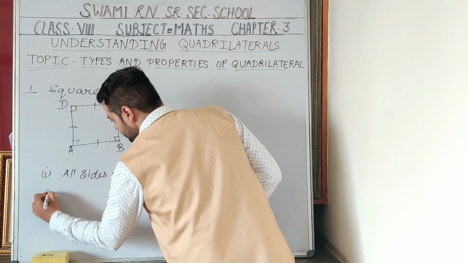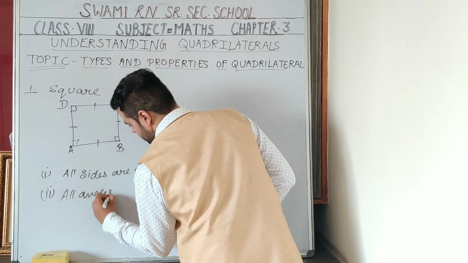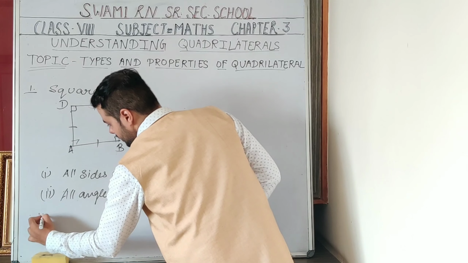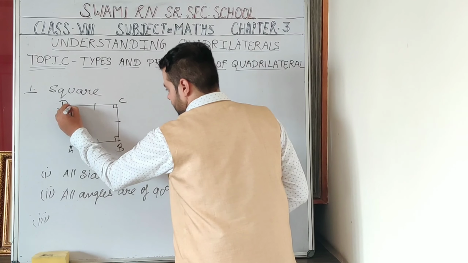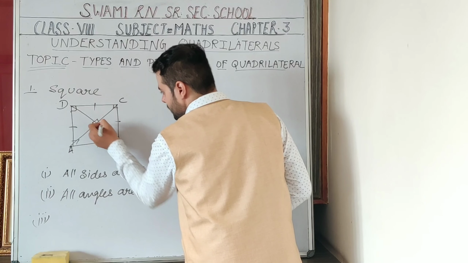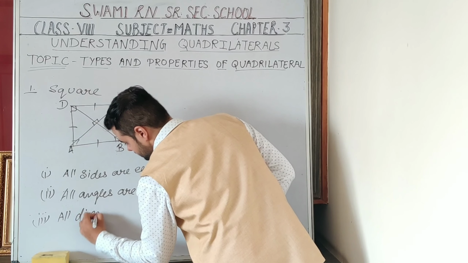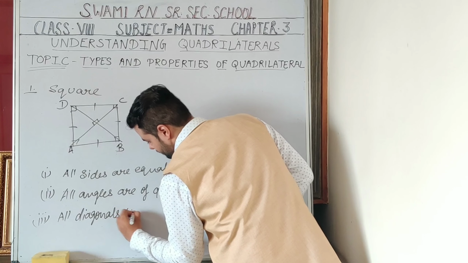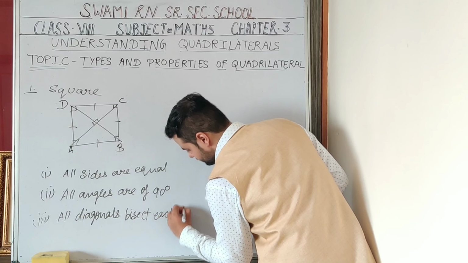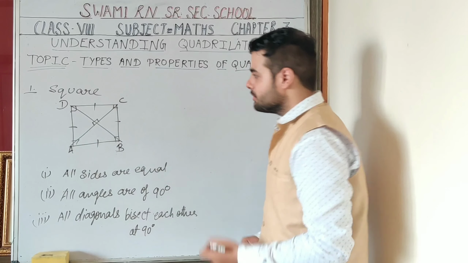My second property is all angles are of 90 degrees. Now the third property is that the diagonals of a square bisect each other perpendicularly. All diagonals bisect each other at 90 degrees. Okay, what is the meaning of this?